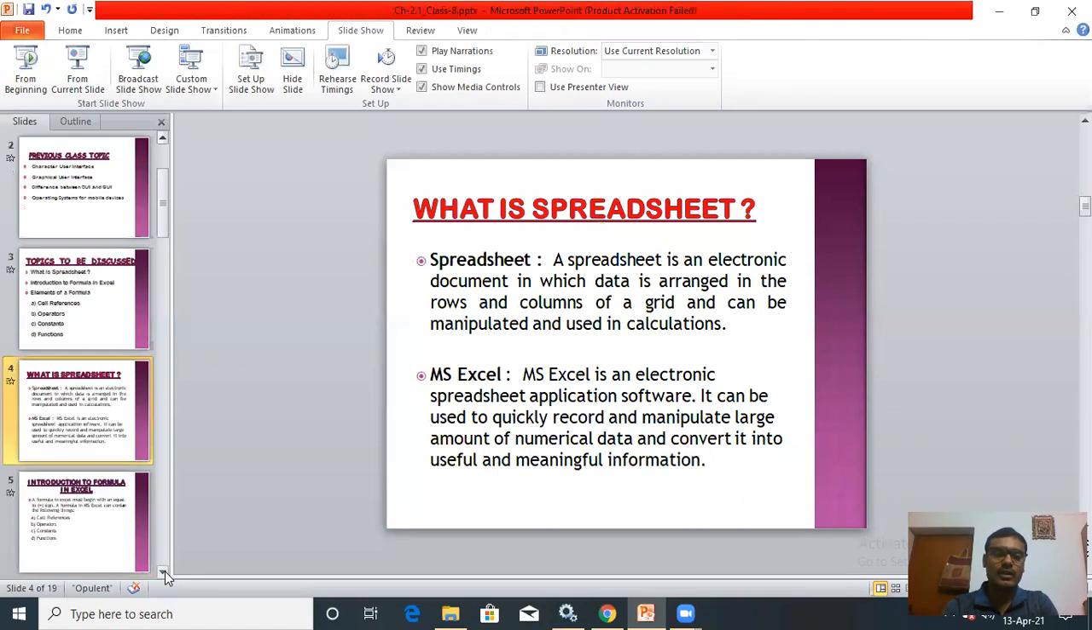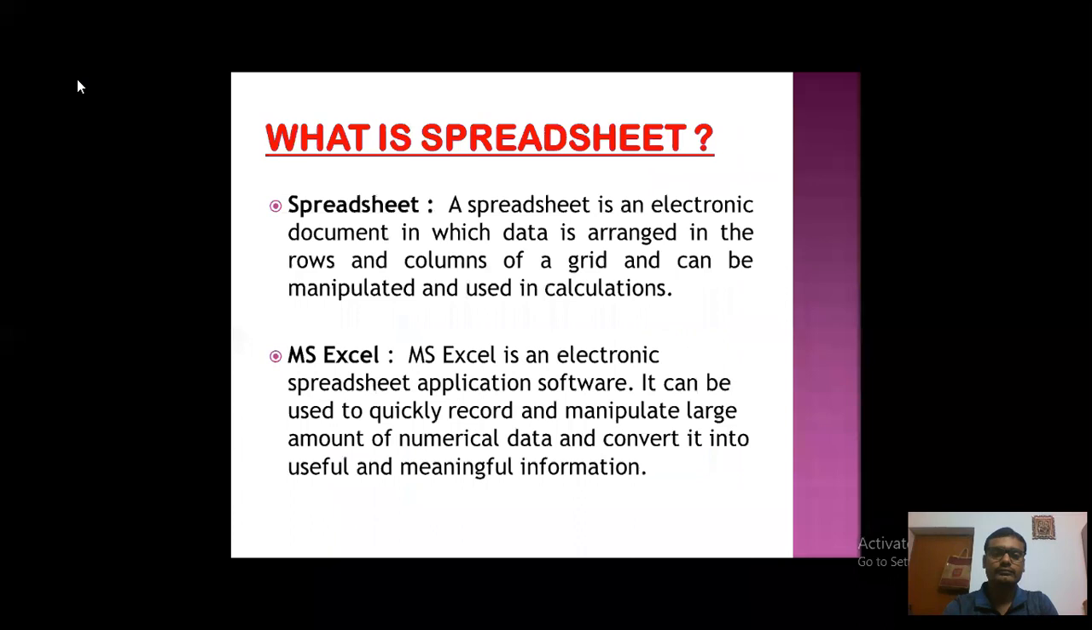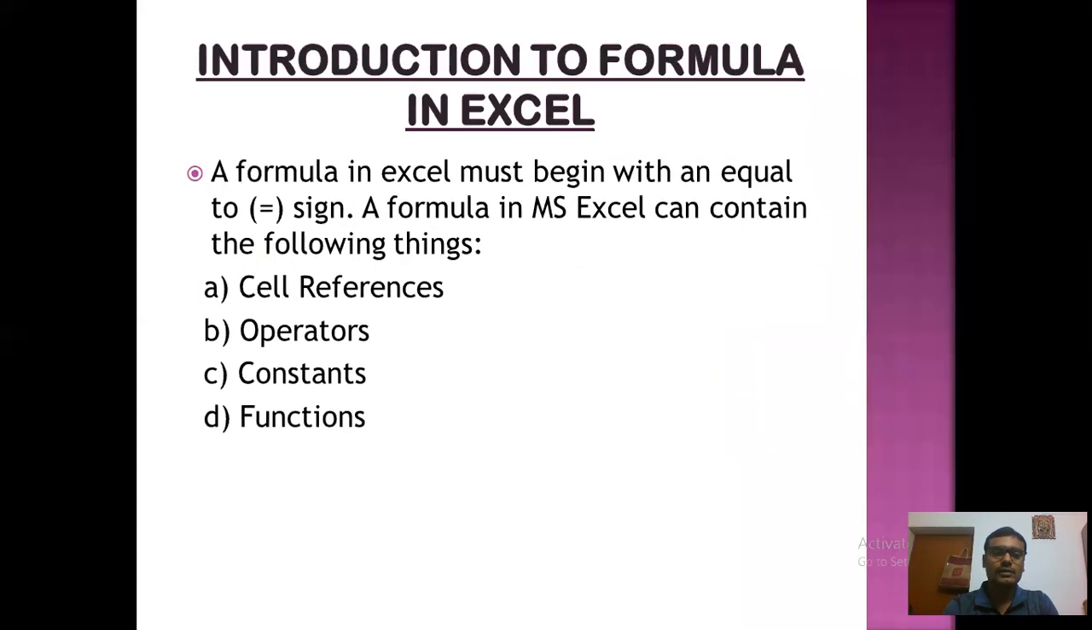Now coming to the next topic. Introduction to formula in Excel. A formula in Excel must begin with an equal to sign. Always in MS Excel, the formula starts with an equal to sign. A formula in MS Excel can contain the following things: cell references, operators, constants, and functions.